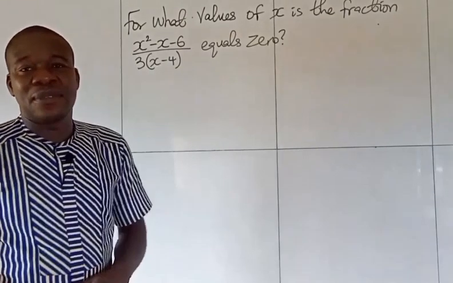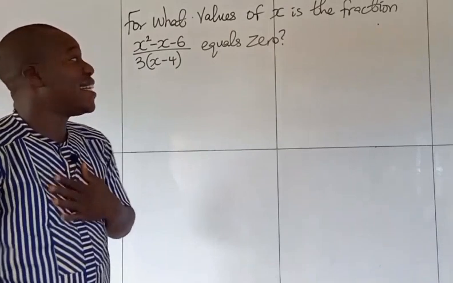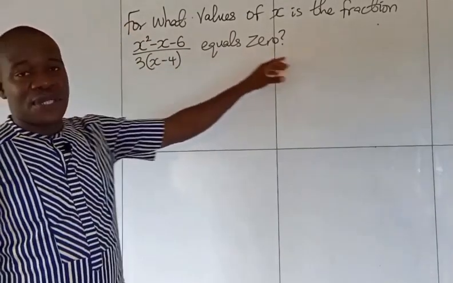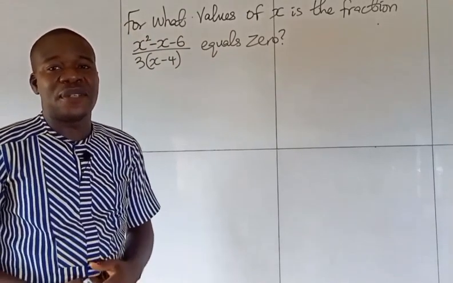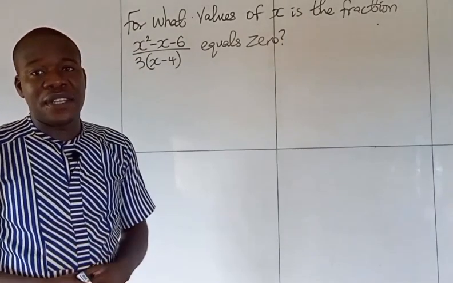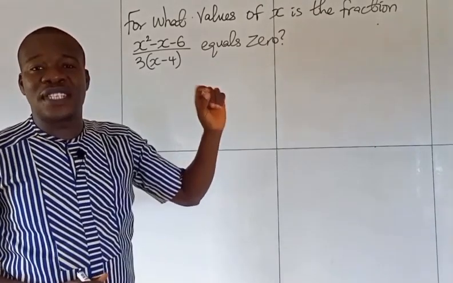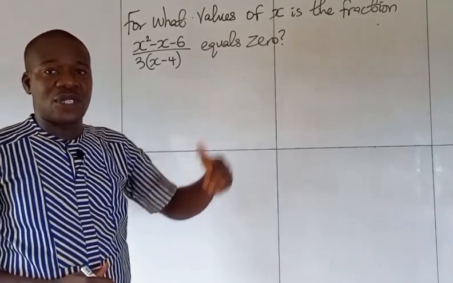So we have a question on the board we want to provide a solution to. The question says, for what values of x is the fraction equal to 0? And if you will recall very well, we talked about fractions and when they become 0 and when they become undefined. And we said clearly that any fraction is equal to 0 if the numerator is 0.